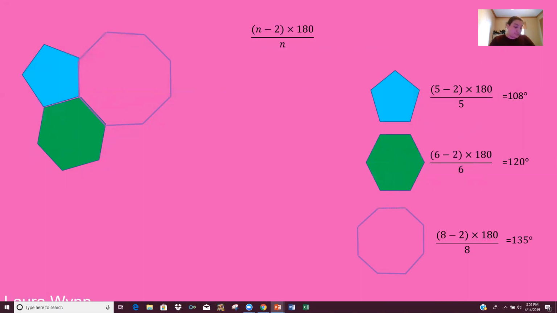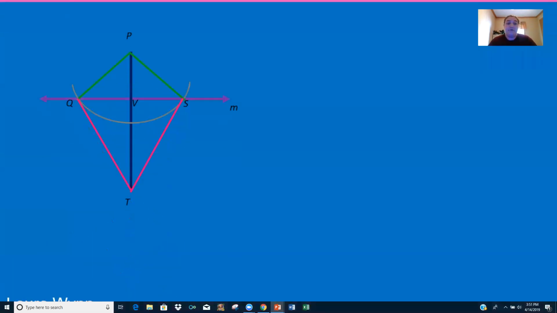Now to figure out if these make a vertex figure, remember, the angles have to equal 360 degrees. So when we add 108, 120, and 135, we actually get 363 degrees, which means it's not a vertex figure because they're overlapping just a little bit. Okay, let's move on to our next one.